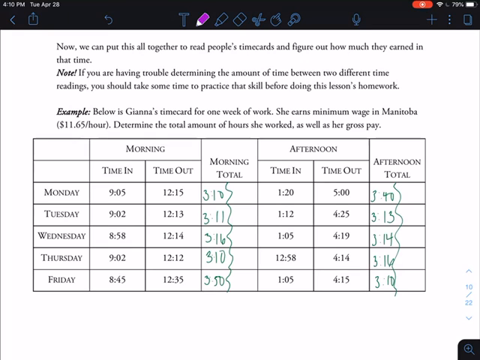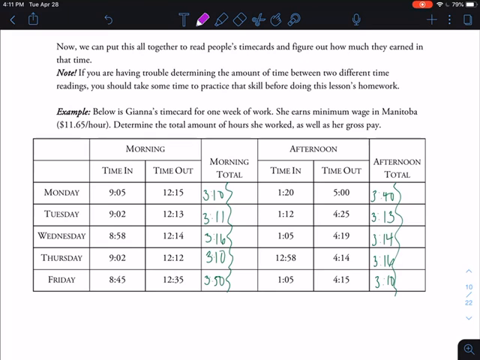Okay, so I just want to make a quick note. I wrote it up here. If you have trouble determining the amount of time between two different time readings, you need to talk to me or do some homework practice, which I can help you find. This is a skill you should have by now, but if you're rusty on it or feeling not confident, it's okay. I don't want you to feel bad about that, but we are going to fix that. This is an important skill.